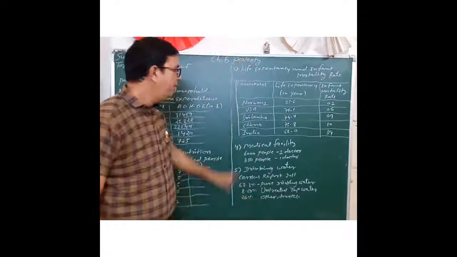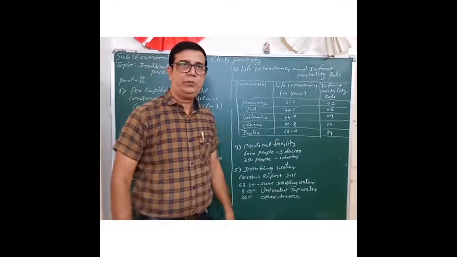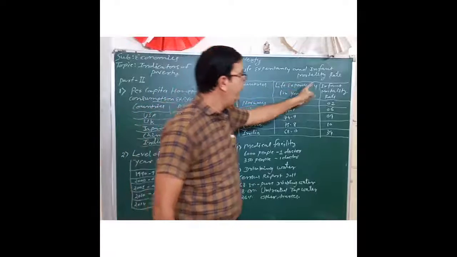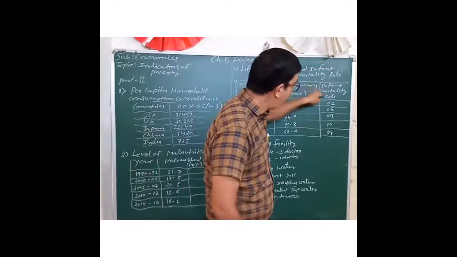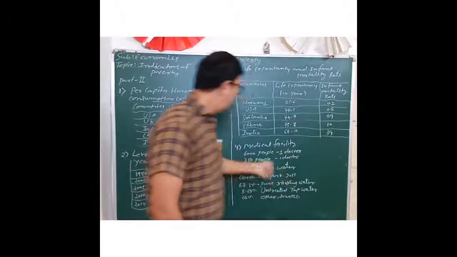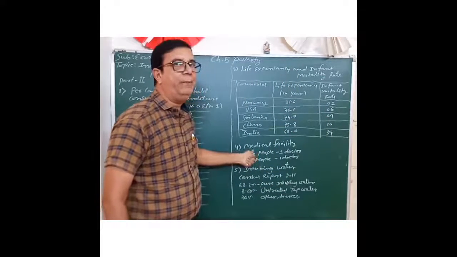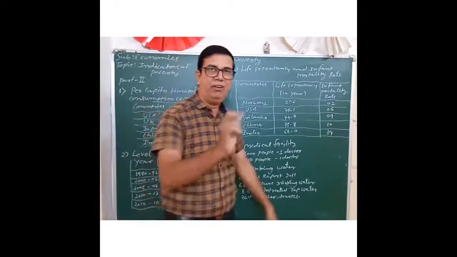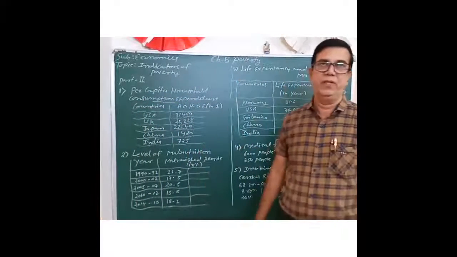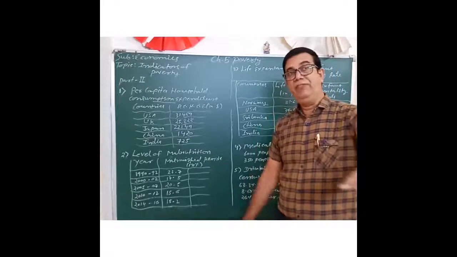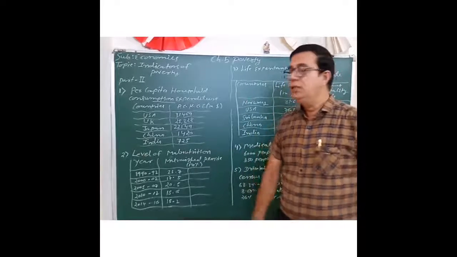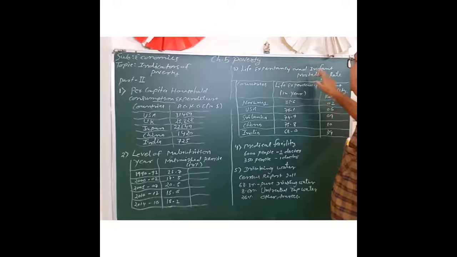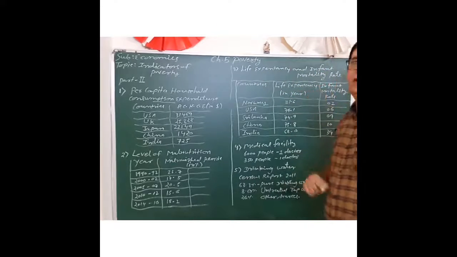After that, medical facilities. If you want to increase your life expectancy and decrease infant mortality rate, then this is very important. Medical facilities, that means number of hospitals, number of doctors. So if the health facility is good, then automatically your life expectancy increases, child mortality rate decreases.